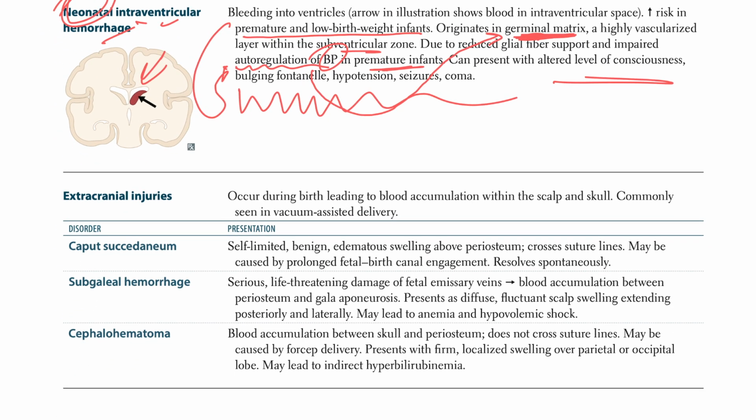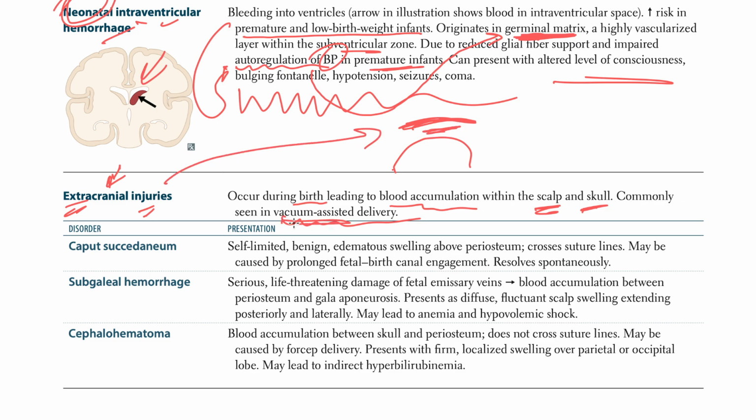Moving on, the next one we have is the extracranial injuries. Extracranial injuries occur during birth, leading to blood accumulation within the scalp and skull, commonly seen in vacuum-assisted delivery. Extracranial means out of the cranium. Between the scalp and the cranium, you have some extracranial injuries, seen in vacuum-assisted delivery.